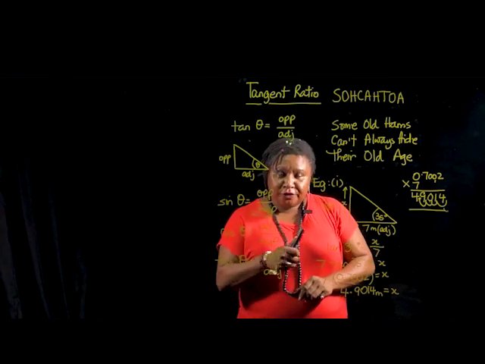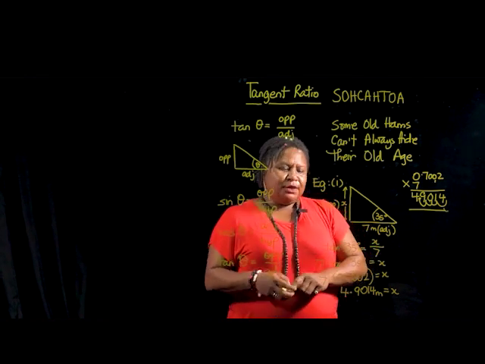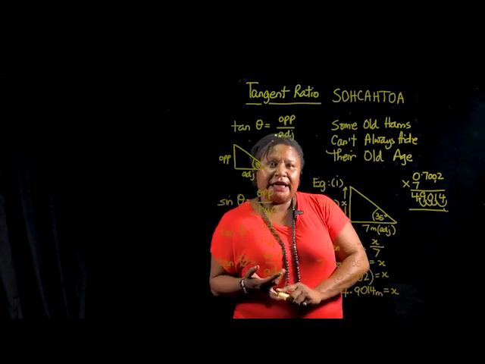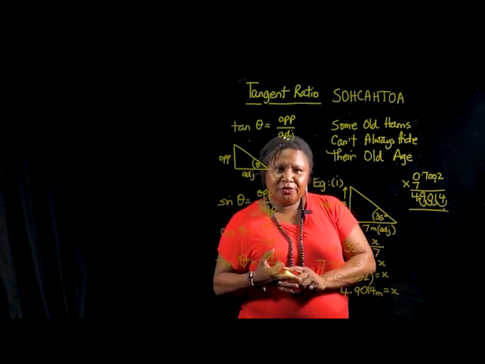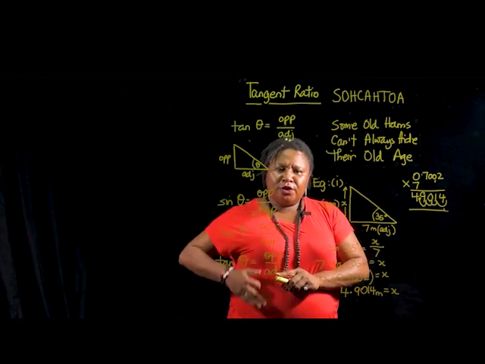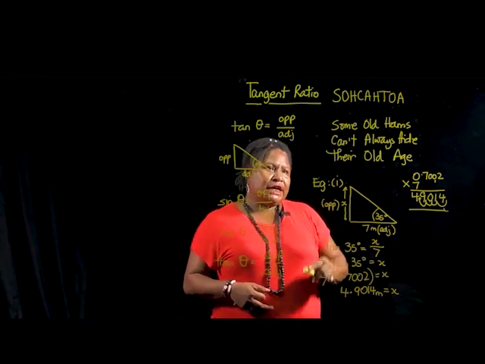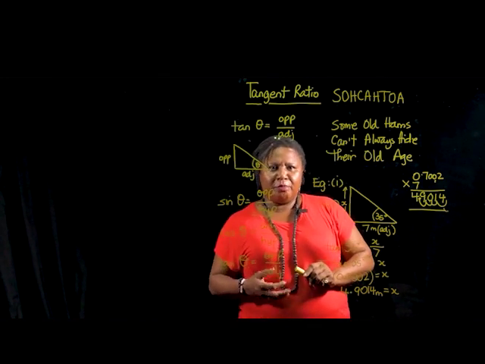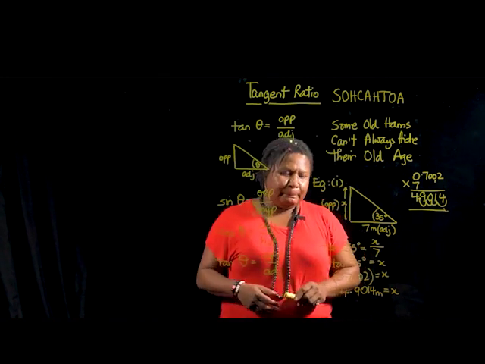Now, we've looked at all three ratios already. We have sine, cosine, and the tangent ratio. Now, how do we know when we are going to use either of these ratios? Let's look at a word problem that might help us, okay?